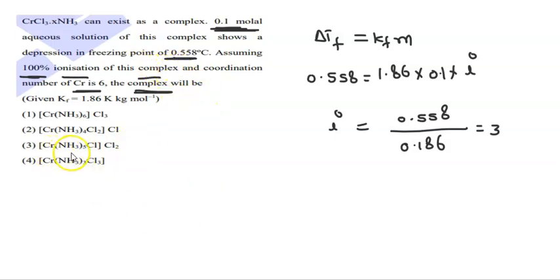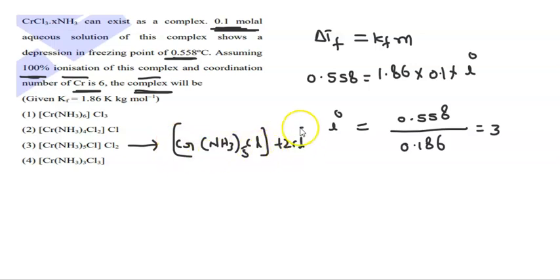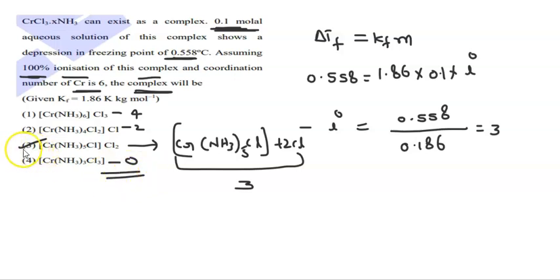For example, [Cr(NH3)5Cl]Cl2 on ionization produces [Cr(NH3)5Cl]2+ and 2 Cl minus ions. So total 3 ions are produced. Which is the correct answer for this question? Here 4 ions are there, here 2 ions are there, here 0 ions are produced. Option 3 is the correct answer for the given question.